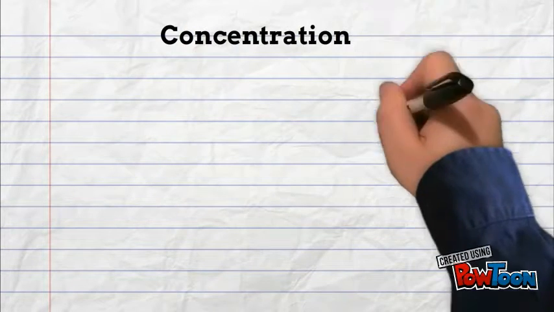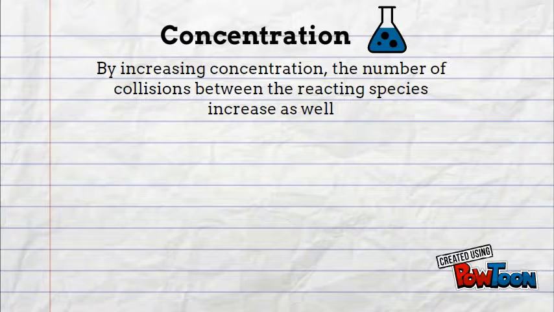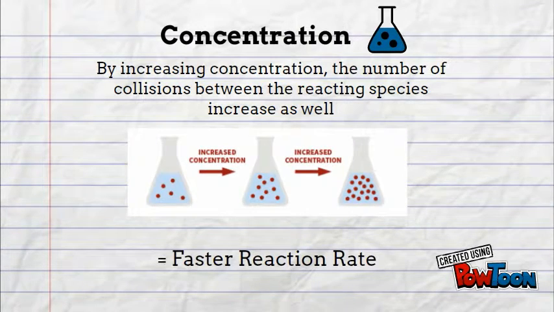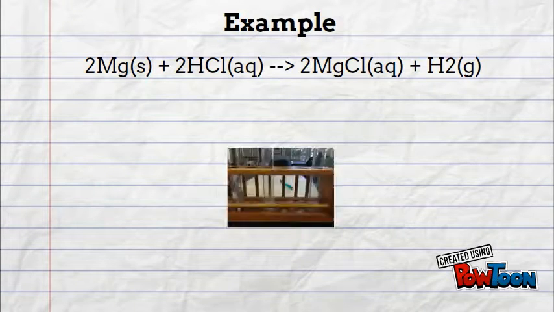Now, another factor that affects reaction rate is the concentration of reactants. It is usually seen that by increasing concentration, the number of collisions between the reactant species increases as well, therefore increasing reaction rate. Now let's look at an example that can prove this. The reaction between magnesium and dilute hydrochloric acid shows that at different concentrations of the hydrochloric acid solution, magnesium reacts completely at different times.